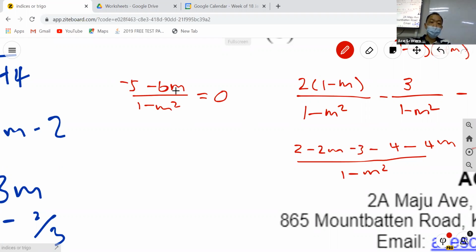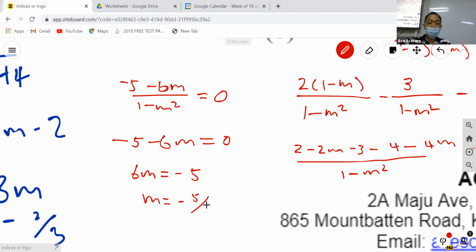Okay, so once you reach this, actually the denominator can go here, right? So it becomes 0. Because 1 minus m squared, you see, something divided by something gives you 0. That means this numerator has to be 0. That means minus 5 minus 6m equals to 0. And you can bring this here, 6m equals negative 5, m equals negative 5 over 6.